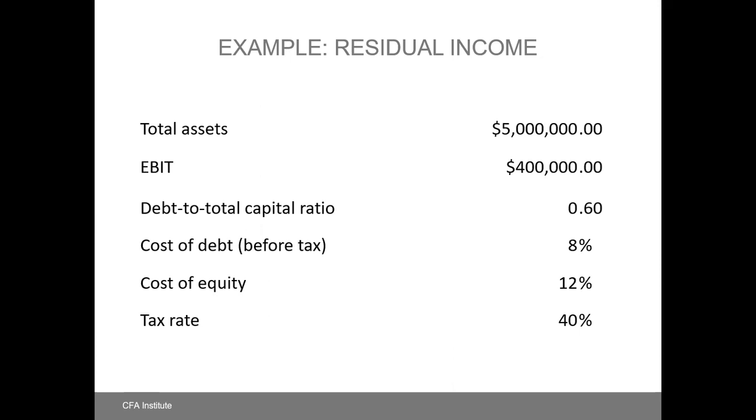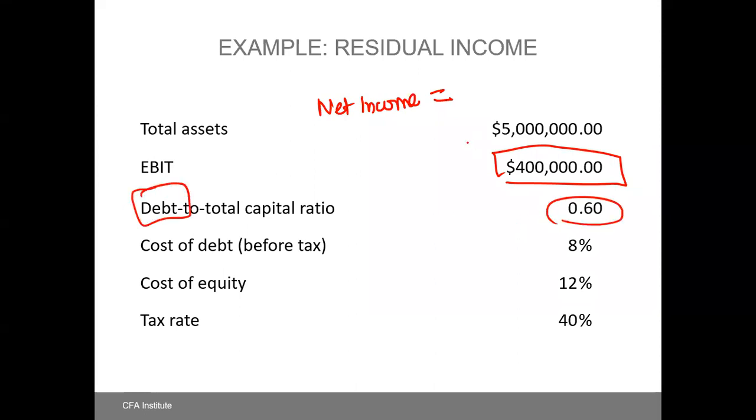Cost of debt before tax is 8%. Cost of equity is 12%. Tax rate is 40%. Is it possible to have the net income here? Can you please take your calculator and give me the net income number very quick from these numbers? You have the EBIT number. You need to take the debt value by using this ratio on this total asset part.